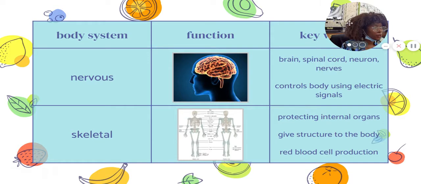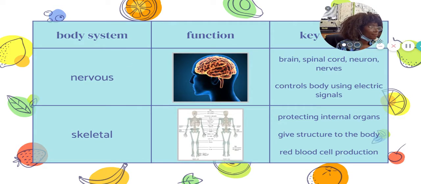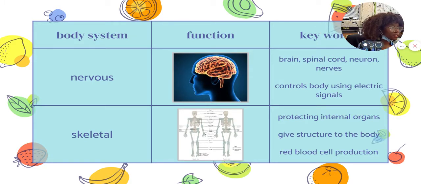Okay, now let's quickly go through our body systems. I have them in pairs because it's just easier sometimes for us to remember them that way. So the nervous system is going to be your brain, spinal cord, and nerves. Of course, it's going to control your body using electrical signals. You have your skeleton that protects your internal organs, right? That's what your ribs are designed to do. And they also give you your structure to your body. So like your face structure is determined by your skull, right?